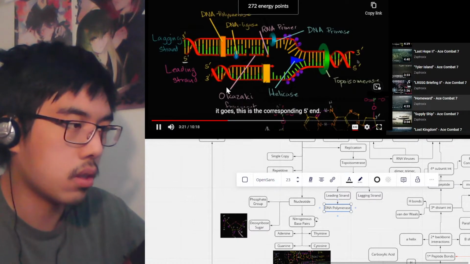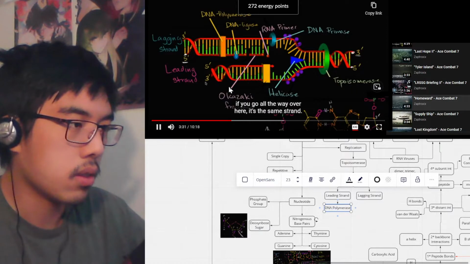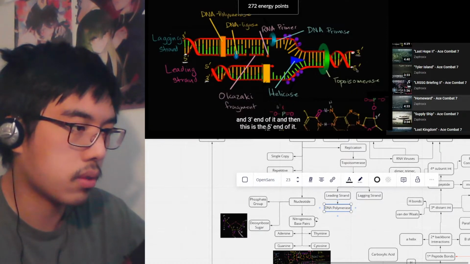It goes, this is the corresponding 5' end. So this and this are the same strand, and this one, if you follow it along all the way over here, is the same strand. So this is the 3' end of it, and then this is the 5' end of it.